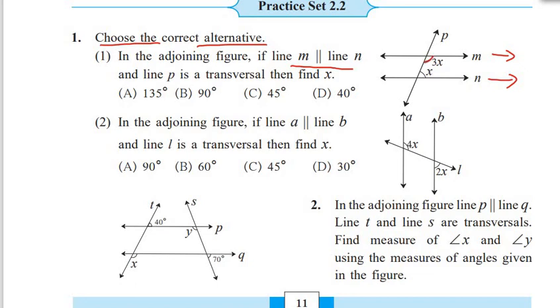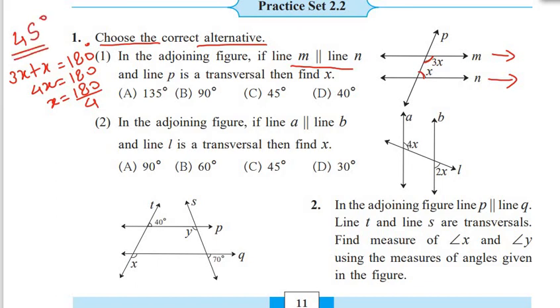These 3x and x are interior angles, and you know that the measurement of interior angles is 180 degrees, and therefore we can write 3x plus x is equal to 180 degrees. That means 4x is equal to 180, and therefore x is equal to 180 divided by 4. If we divide this, 4 fours are 16, 4 fives are 20, and therefore the value of x is 45 degrees. That is option C, your correct answer. 3x plus 1x, whenever nothing is there, 1 is present.